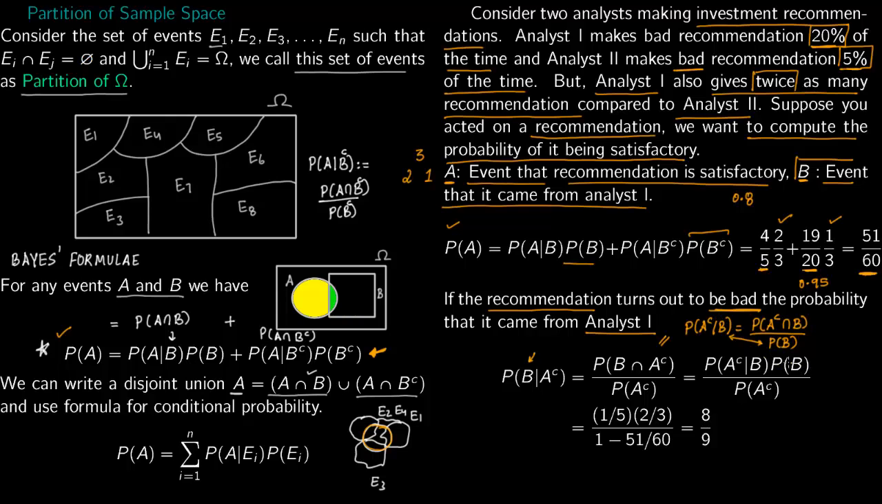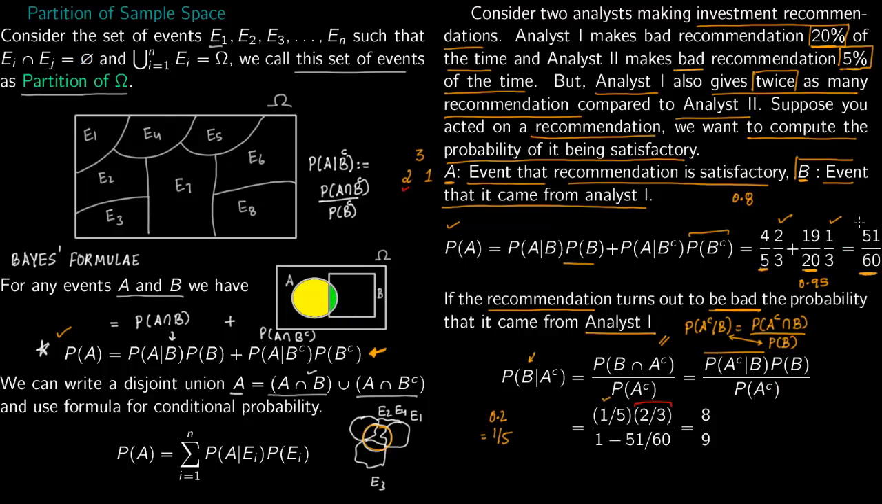So you get probability of B intersection A complement is probability of A complement given B times probability of B. Now probability of A complement given B is the recommendation being bad and coming from analyst 1, because B is that it came from analyst 1 and A complement is that the recommendation is bad. Analyst 1 makes a bad recommendation 20% of the time. So 0.2 you can write as 1 by 5. That is what this portion is. Now probability of B is 2/3, because 2 out of 3 recommendations come from analyst 1, over probability of A complement.